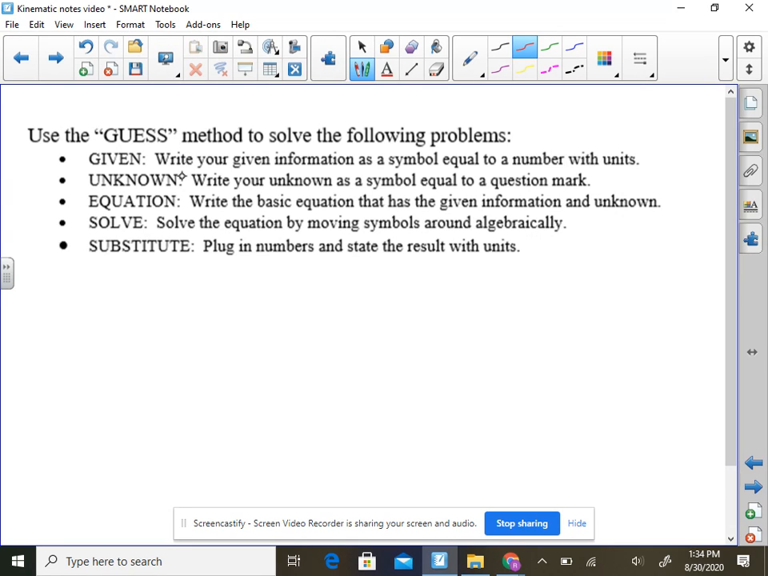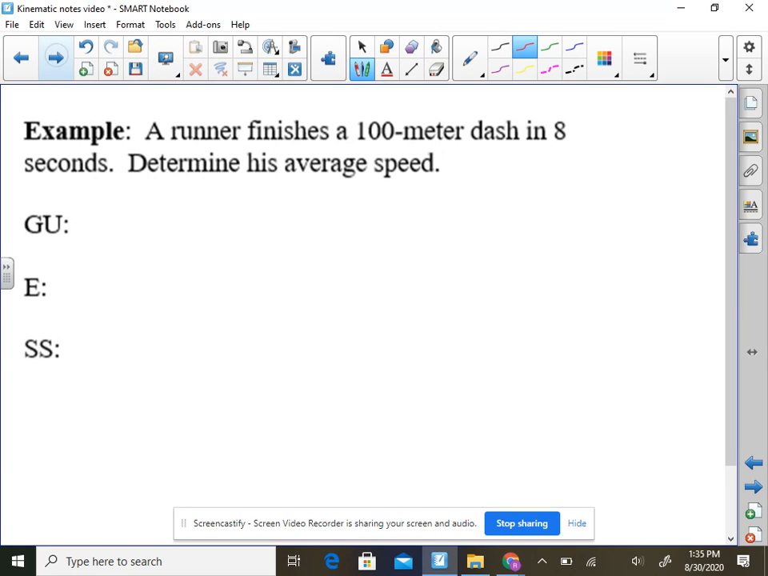You write what's your unknown. What are you looking for? Are you trying to find acceleration or final velocity? Write that down with a little question mark after it. Then using the things that you know and the things that you're looking for, figure out which equation to use and write it down. Now, the next step, rearrange that equation to solve for the variable. Many times you'll stop right there, but sometimes you'll want to know the final answer. And so you would substitute in numbers and state the results with units. And so let's go ahead and practice with this.